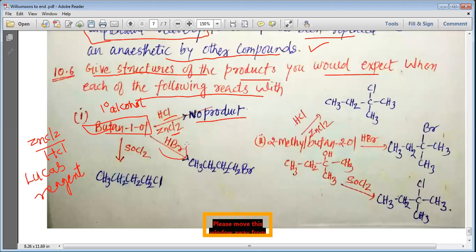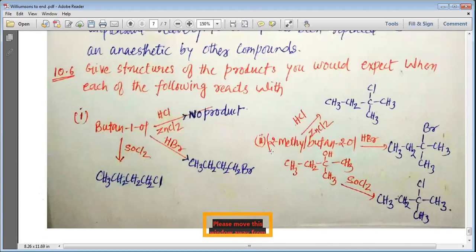But with hydrogen bromide, it will give the bromoalkane. As it is butanol, it will give us bromobutane. And with SOCl2, which is a very good chlorinating agent, it will give us chlorobutane. So this is how we understand the various products in this particular case.